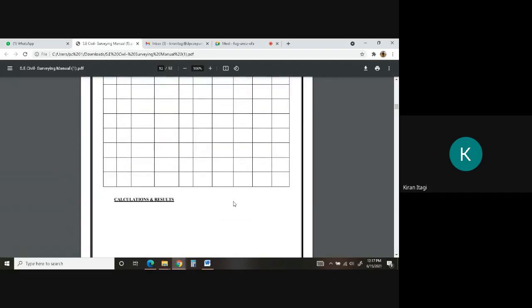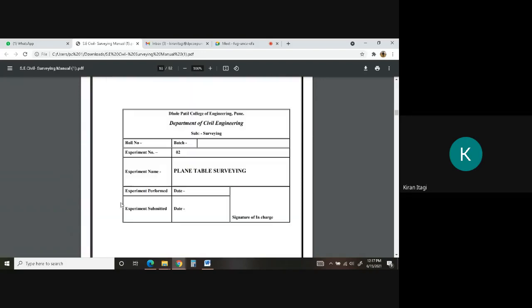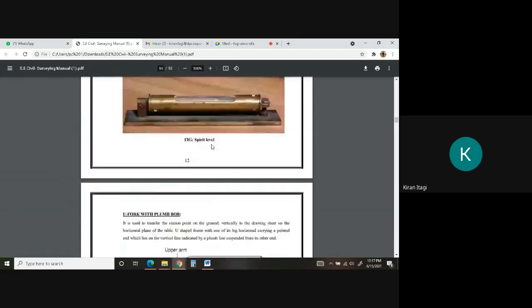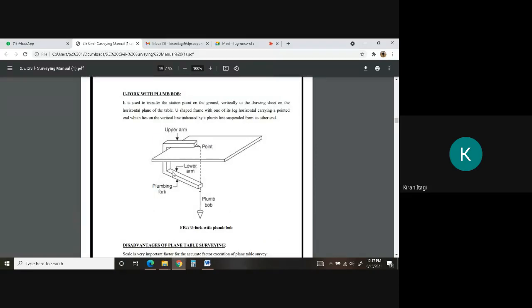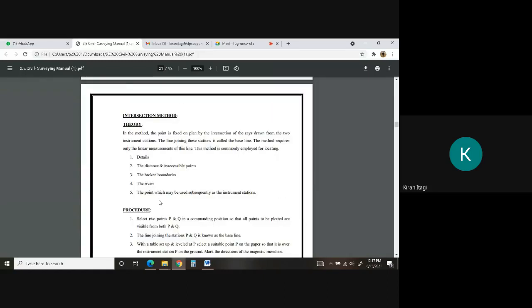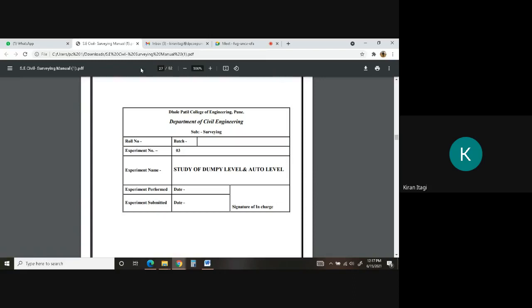Calculation and results, just leave one page for this. That's it. Then on a fresh page, write down experiment number 2, plane table surveying. Again aim, apparatus, figures. If there are figures, this figure is most important. Write down the figures and procedures, conclusions, and don't write about the theories. Result, and leave one page for calculations. Then similarly for experiment number 3, 4, 5, etc.